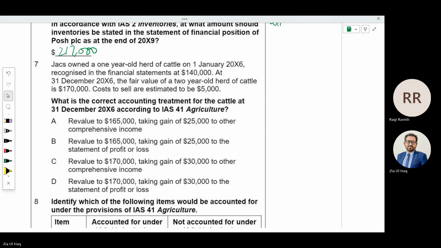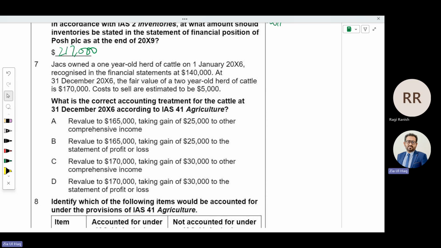It is not there. Jacobs owned a 1-year-old herd of cattle on 1st January 20x6, recognized in the financial statements at 140,000 at 31st December 20x6. The fair value of a 2-year-old herd of cattle is 170,000. Obviously, now they become 2-year-old. Cost to sell are estimated to be 5,000. At what time? 31st December.